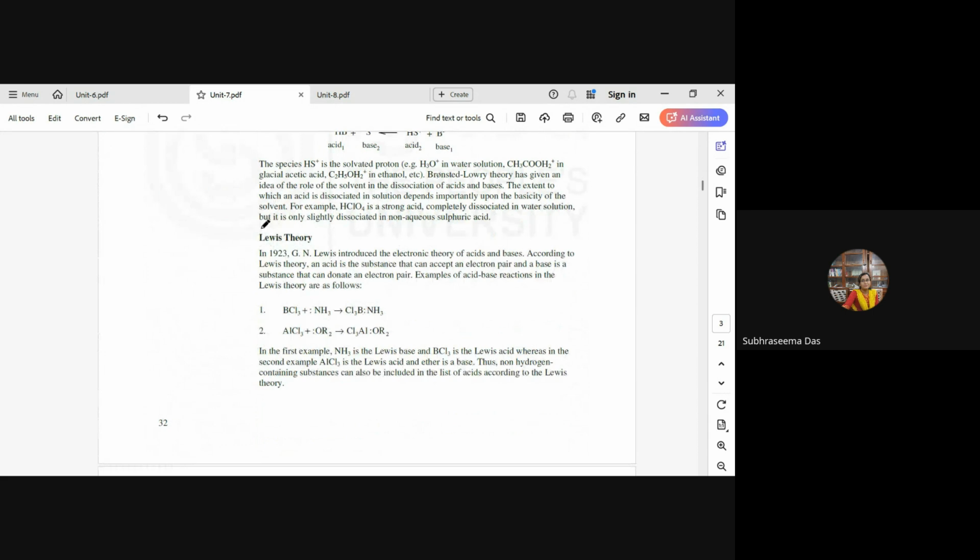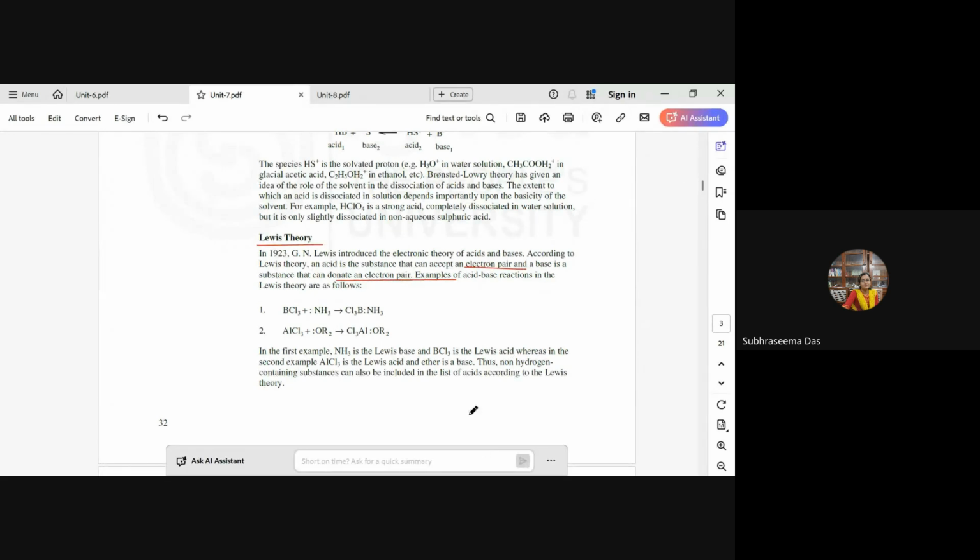Then coming to the Lewis theory. Here Lewis introduced the electronic basis of classification of acids and bases. According to this theory, an acid is a substance which can accept an electron pair and a base is a substance that can donate an electron pair.